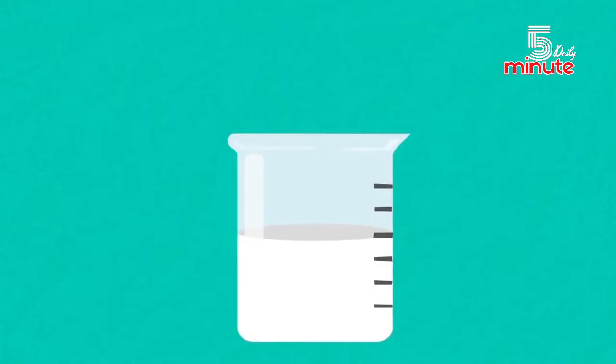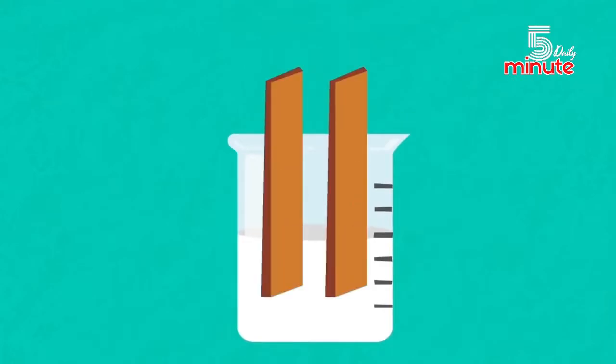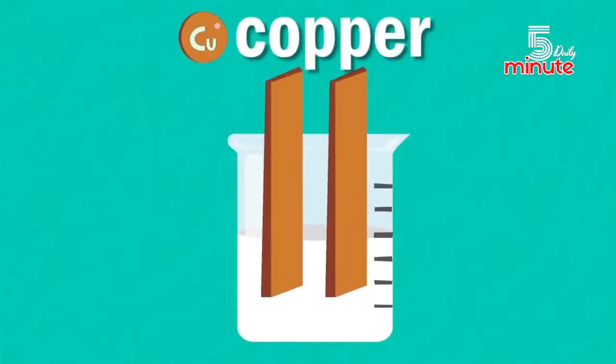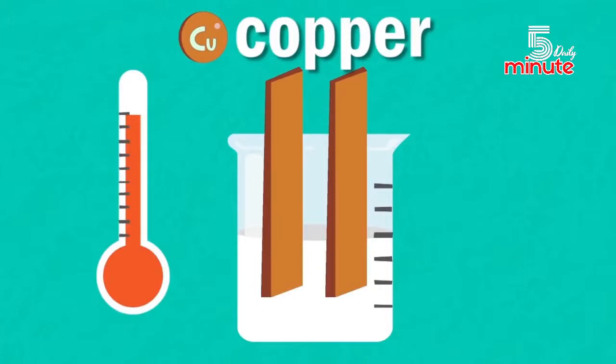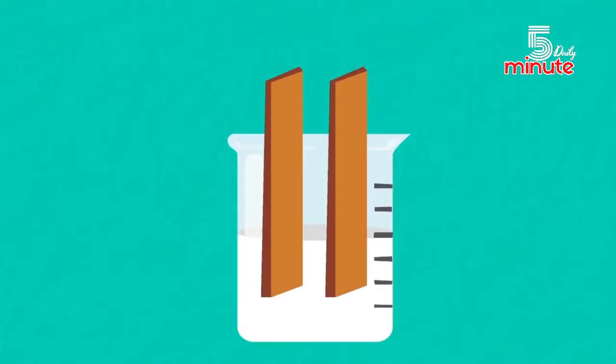Now consider putting two electrical conductors into the liquid. Copper would be good as it has a higher melting point. Nothing happens to the ions at this point, but if we connect the two bits of copper to an electrical cell or power supply, then things start to get interesting.